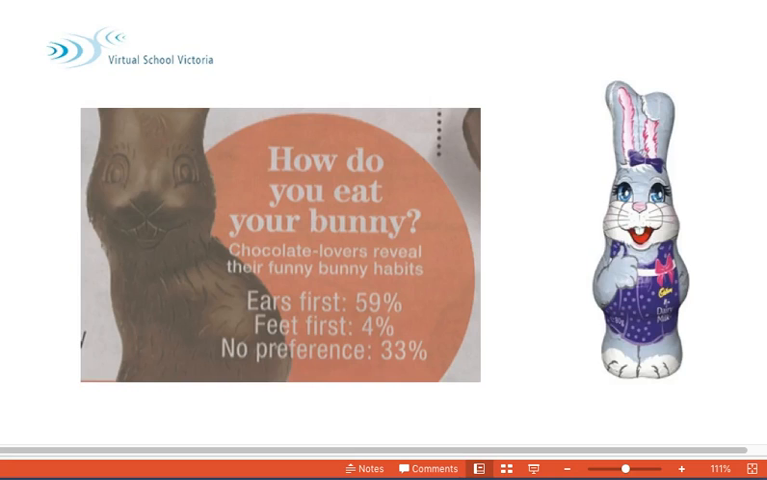Now, this was quite interesting today too. How do you eat your bunny? Now, we took the quiz and we found that 70% of the students who attended today's online class preferred to eat the ears first. So when we compare the newspaper survey with the survey of Virtual School Victoria students, the results are very similar in different population samples, and most people prefer to eat the ears first.